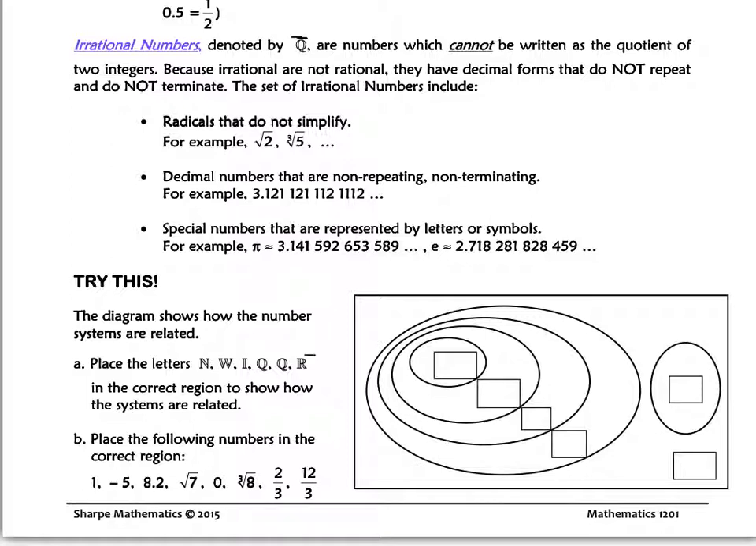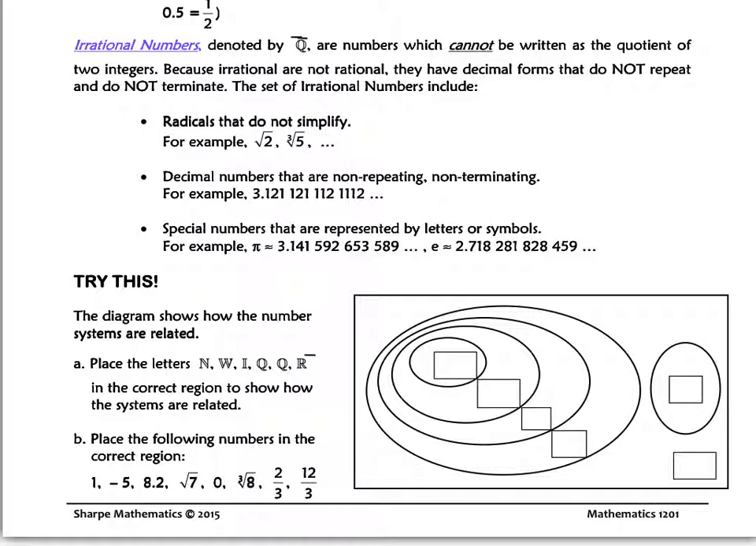The irrational numbers include radicals that do not simplify to nice numbers, like √2, the cube root of 5, and so on. Something like the square root of 4 would not be irrational, because the square root of 4 can be simplified to 2, which is a rational number. Also, decimal numbers that do not repeat and do not terminate, for example, 3.1211121121112 and so on. There's no repeating pattern there, and it just keeps going, so that would be an irrational number. There are also some special numbers like pi and e, which are non-repeating, non-terminating decimals, so they would be included in the set of irrational numbers.